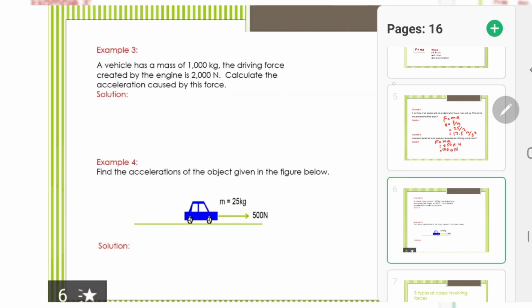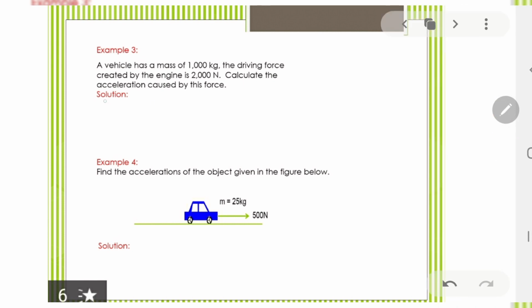Okay, next example. Example 3. A vehicle has a mass of 1000 kilogram. The driving force created by the engine is 2000 Newton. Calculate the acceleration caused by this force. Okay, so please check all the information.